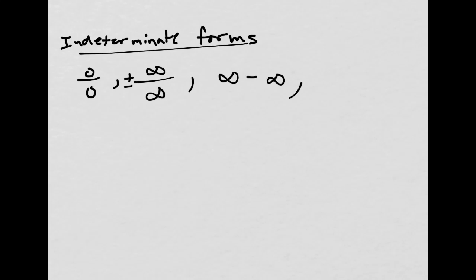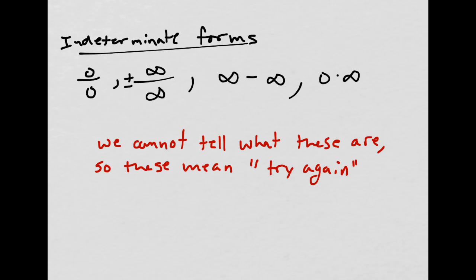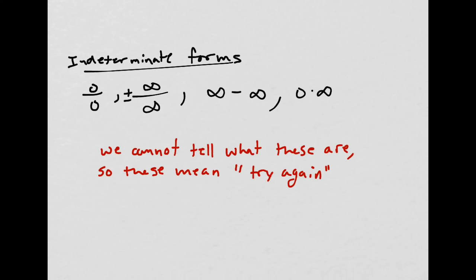And then we've got 0 times infinity, positive or negative. I think those are the only ones we're going to run into for a while, so I'm just going to leave it there. Indeterminate forms mean try again. It means you've got more work to do. That means there are more steps. We cannot tell what these are, so these mean try again.